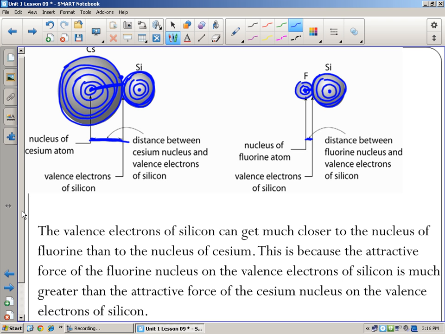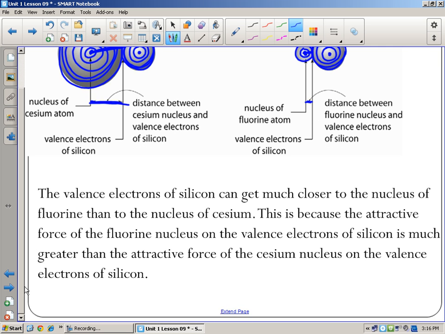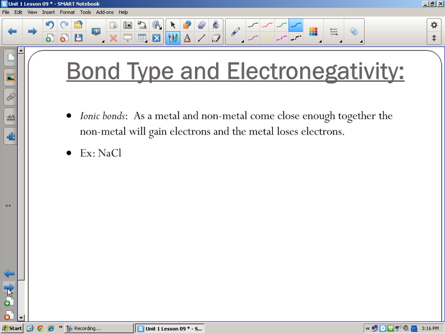Okay, well, this is the nucleus. That's where the protons and the neutrons are. These are all the electron orbitals around it. Okay? So, you can read that, but basically that's what it says. Fluorine's going to have a significant effect on silicon's valence electrons. All right?